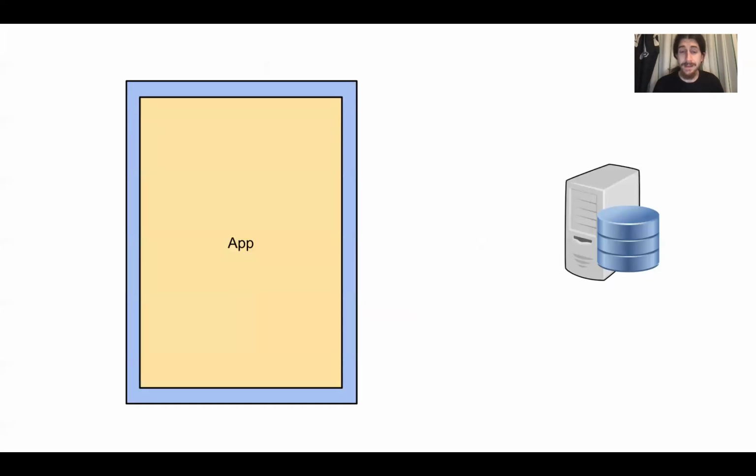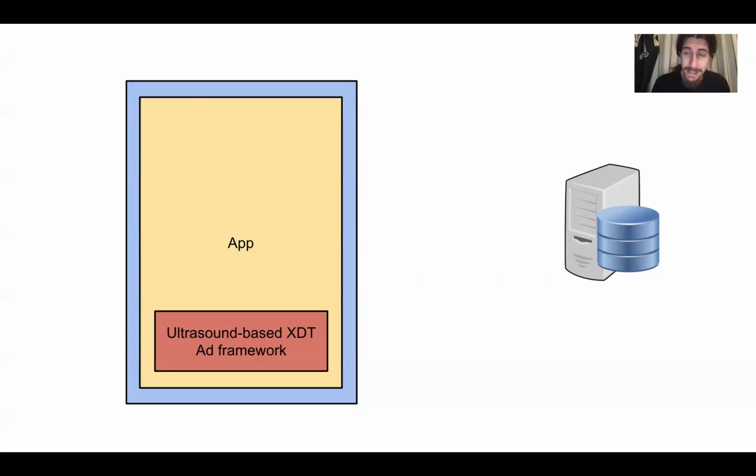Now I would like to explain better how these things actually work with a diagram. Let's imagine we have our own application, and then there is a backend server somewhere. Let's say that this application uses one of these ultrasound-based cross-device tracking advertising frameworks. And again, I'm not making this up. There were apps on the Play Store that were embedding this kind of framework. This is the real Google Play Store. Actual users installed apps that included this ultrasound-based cross-device tracking thing I'm describing now. So it's a real thing.